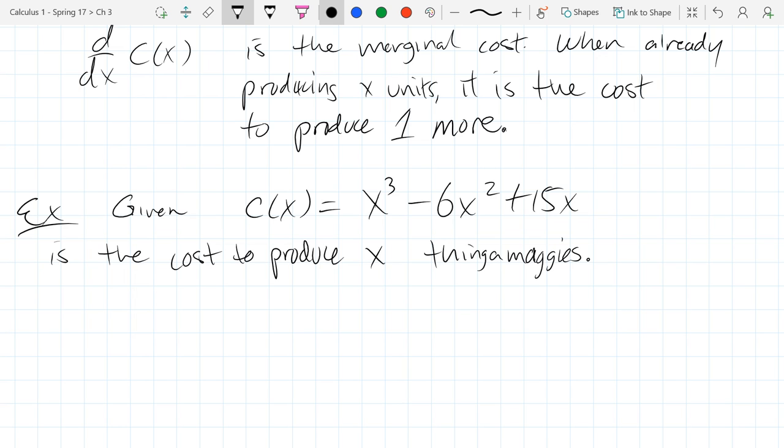So if you build 10, now realistically, you're probably going to build hundreds, thousands, tens of thousands, millions, but I don't want to use a calculator, so we're just going to build 10. So these are very exclusive. Build 10, what is the marginal cost?